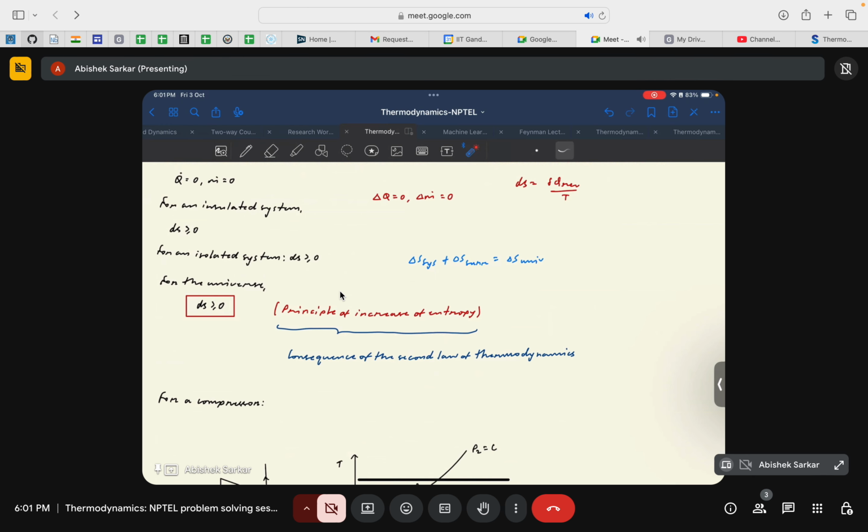Okay, so I hope you are able to understand this, and I think I'm going beyond the scope of this course by giving the analogy between an isolated system and the universe.